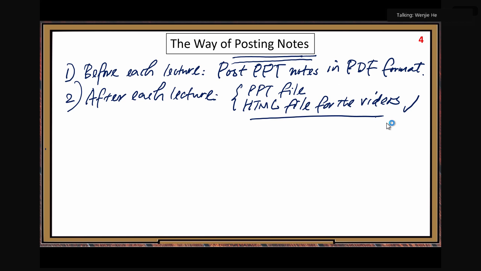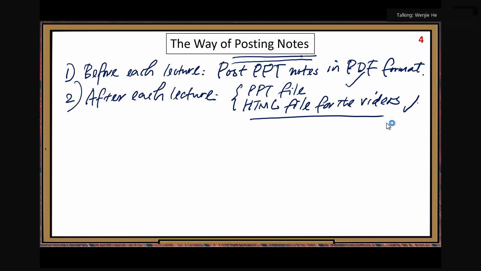So I cannot change that. So now, this semester, I make this change. I put the PDF file, PPT file, and video file in a folder, then I zip it and post that zip file. So you download the zip file. After you extract the file, you have a folder, and the video file is inside. Then you double click the HTML file, and you can view the embedded video.